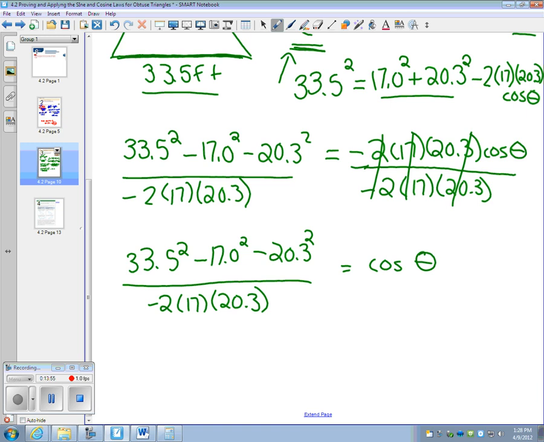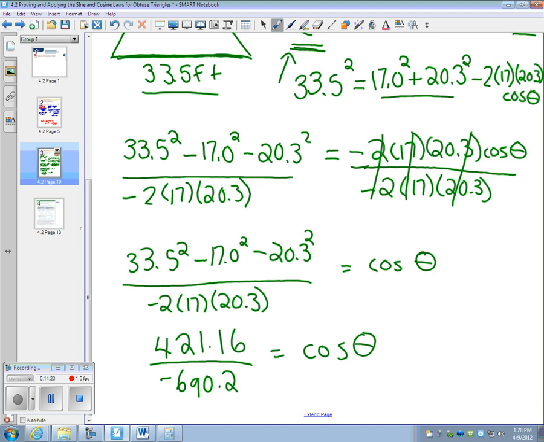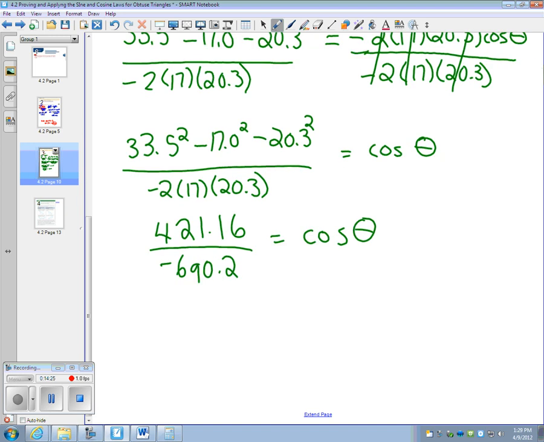So this is just a matter of entering this all into your calculator, being careful with brackets, and we should get that the cos of theta, simplifying, we should get this to be 421.16 on the top, and we should get negative 690.2 on the bottom. Okay, so it'd be a good idea to pause, take out your calculator, make sure you can get that same answer.